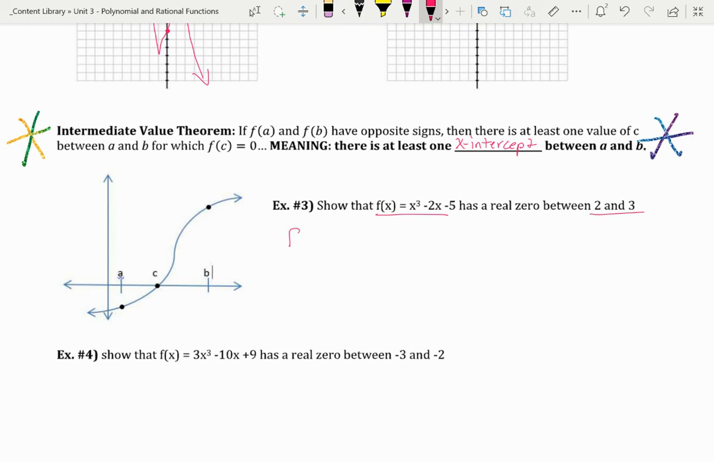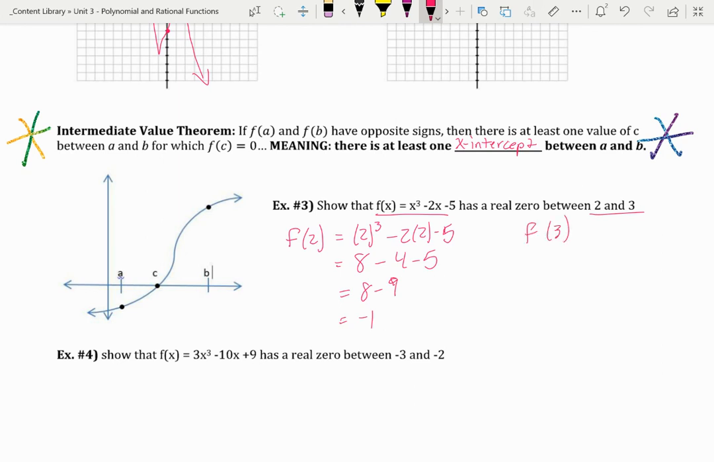So we get f of 2 equals 2 cubed minus 2 times 2, minus 5. 2 cubed we know is 8, minus 4 minus 5. So we end up with 8 minus 9, which gives us negative 1.